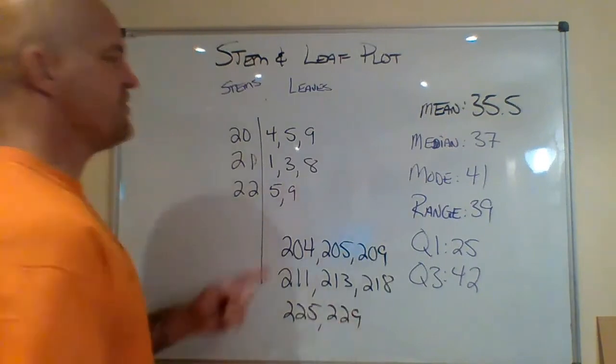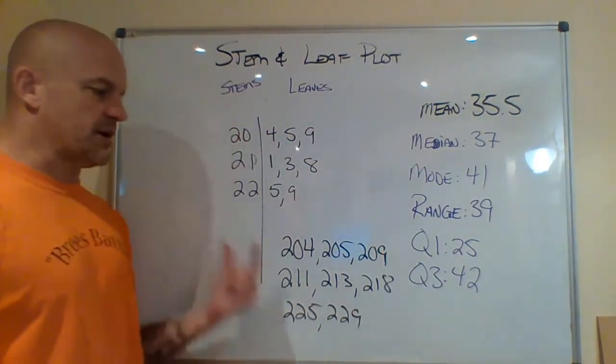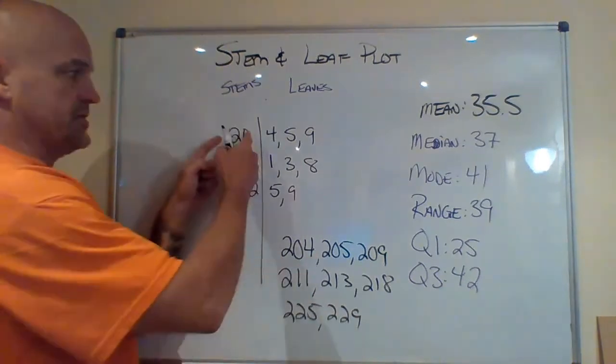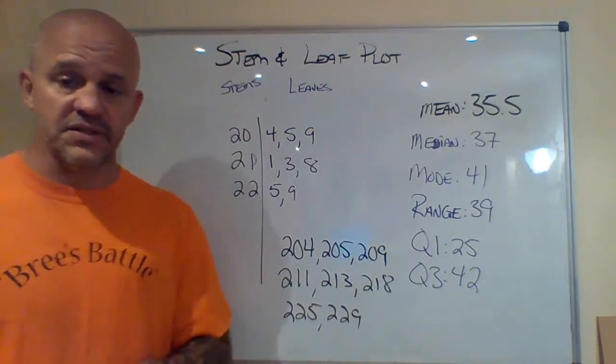So your leaves always are a single digit. These are the numbers out front necessary to create those digits. So take this and just put the single digit onto the end, and that would be your pieces of data.